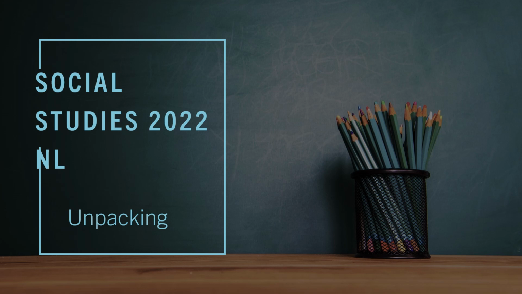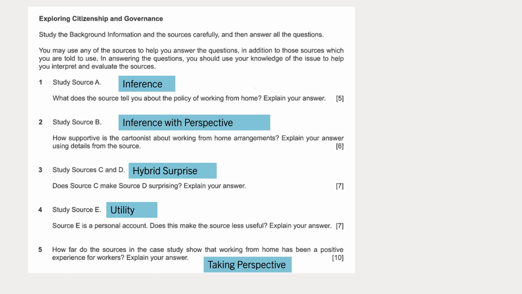So hello everyone, today we'll be looking at unpacking the Social Studies 2022 N-level paper. So as you can see from the sources, these are the different types of questions that were tested in 2022. What does the source tell you? It is really about inference, but just be very careful when they are asking very specific things.